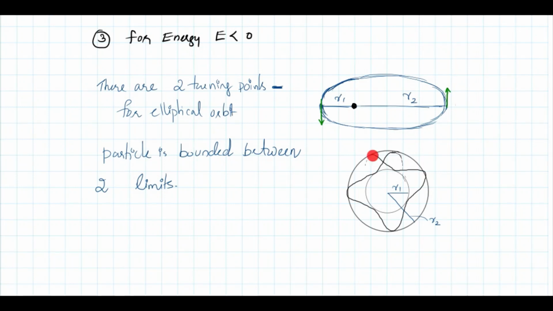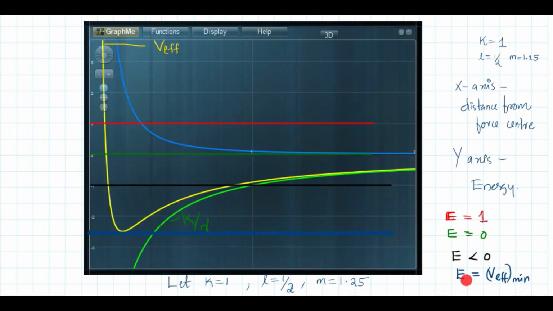Means the particle can, say, start from here and go like this, like this, like this. It need not be closed. It is bounded, but it is not closed. Closed means you have to end right here. If you end up at the point where you started, then you can say that it is a closed orbit. But here it is not a closed orbit, it is a bounded orbit. There is a lower bound as well as an upper bound. So from this graph, we can only say that the motion is bounded between two distances R1 and R2.